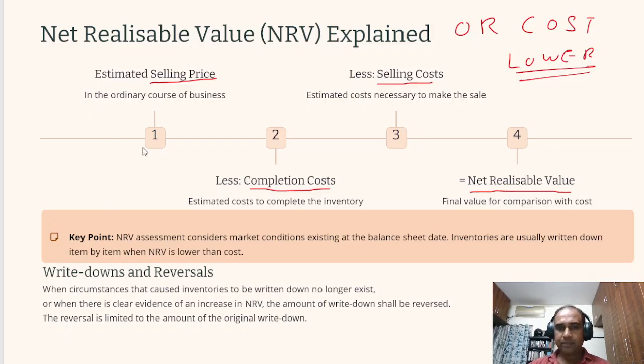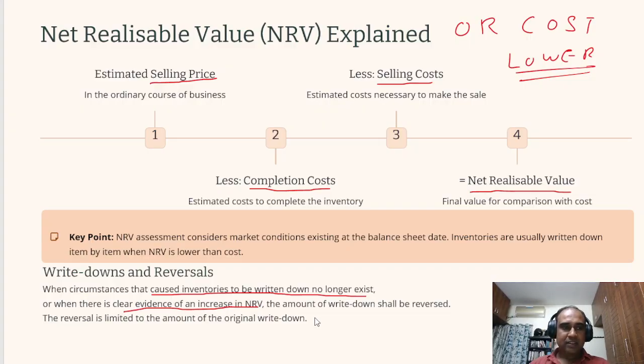There may be a case where we need to write down the inventory, or we have to reverse the inventory write-down. When circumstances that caused inventory to be written down no longer exist, or when there is clear evidence of an increase in net realizable value, the amount of write-down shall be reversed. Okay, see what it means.